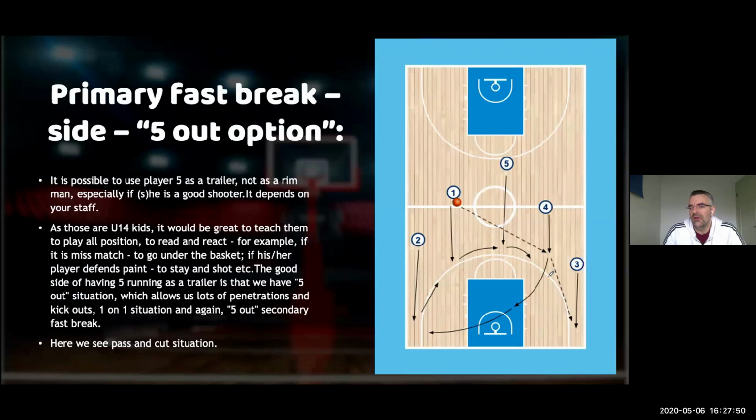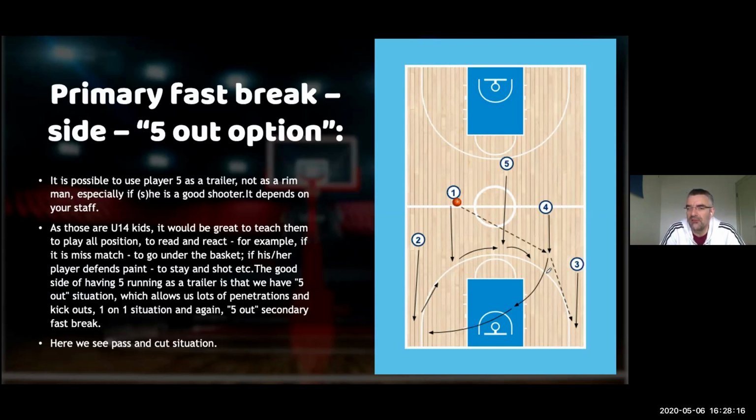Now, this is the situation when we pass the ball from 1 to 4, and then the ball goes to the corner and 4 decides to cut. Of course, all of those players will fill up the open spot, and this is the 5-out option of the fast break. As I said, it's one of the options we should teach our players.